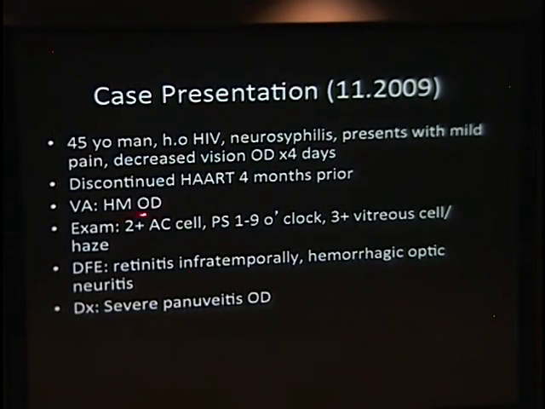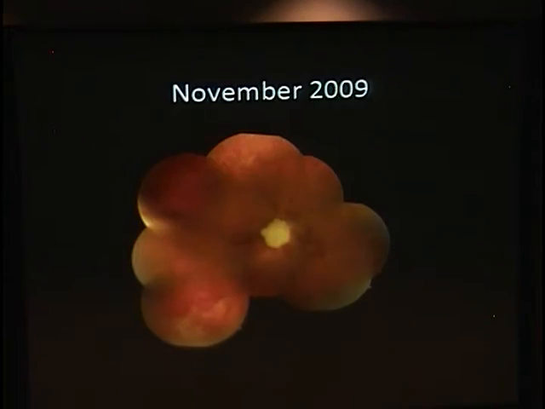So he comes in with hand motion vision. He has 2+ anterior chamber cell, some posterior synechia, a pretty extensive area, and vitreous cell and haze as well. So again, kind of a pan-uveitis type picture. On his exam, we'll see what his fundus looks like. So this is his right eye. Now he has this large optic nerve mass, essentially, and really hazy inflammation of the retina as well.